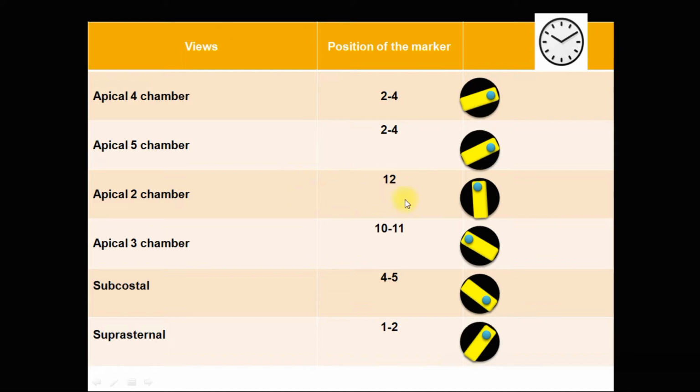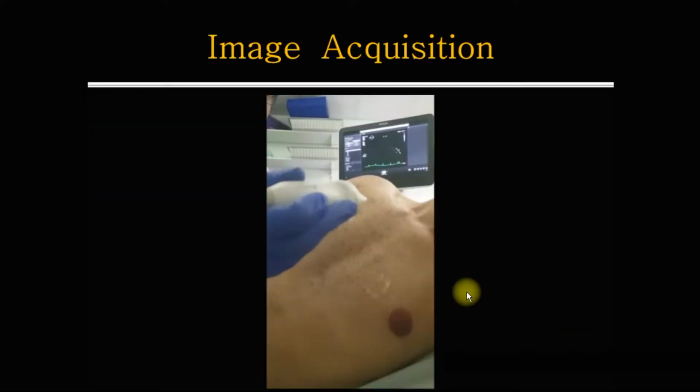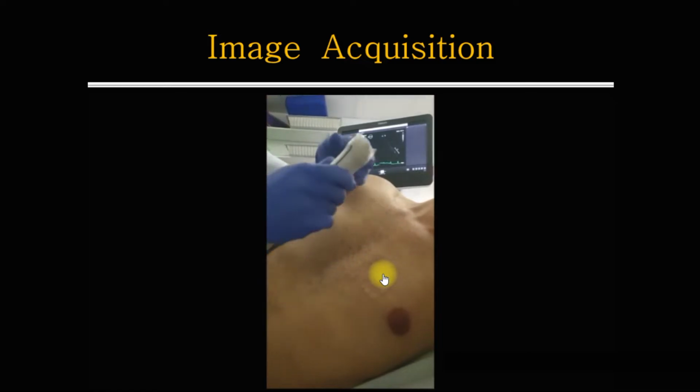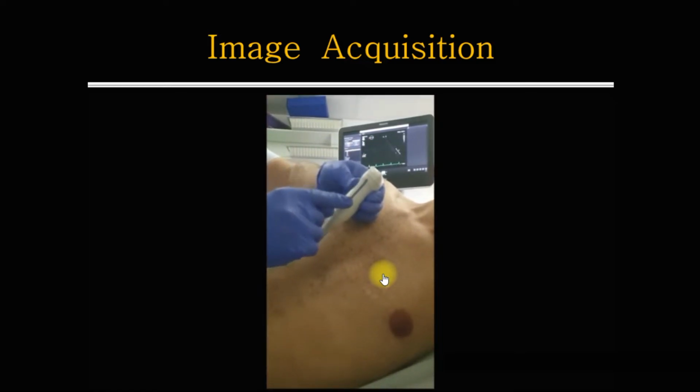For the apical 2-chamber, we have to rotate the probe so that the marker is pointing to 12 o'clock. In the apical 3-chamber view, the probe should be further rotated so that the marker is pointing to 10 to 11 o'clock. We will go back to the same video. I will repeat all the views together.